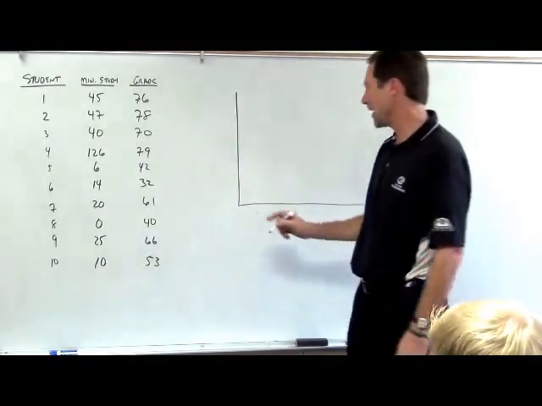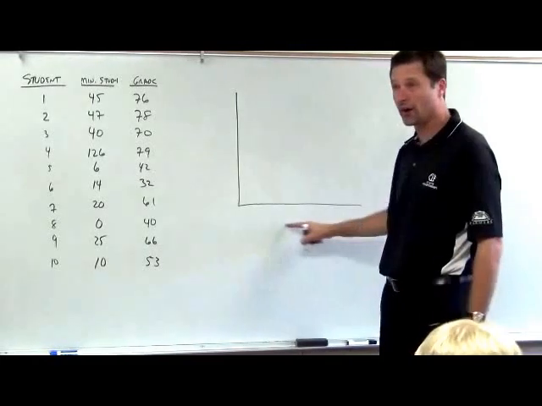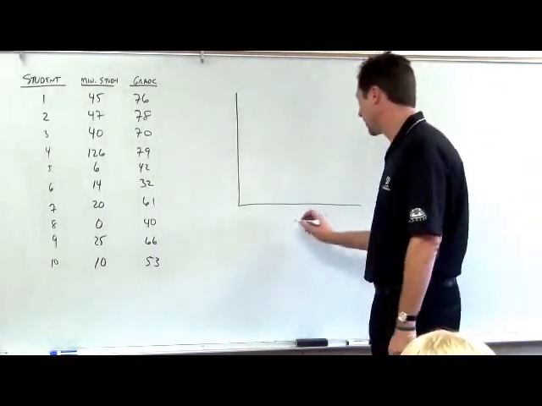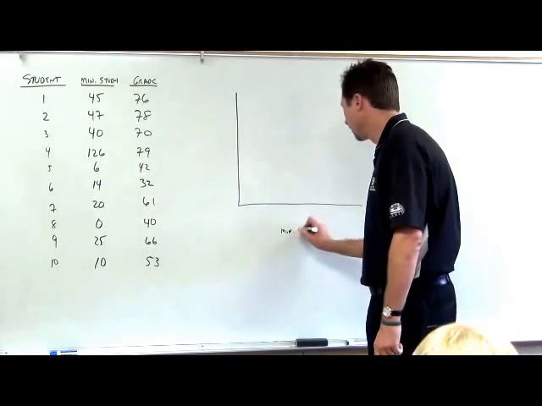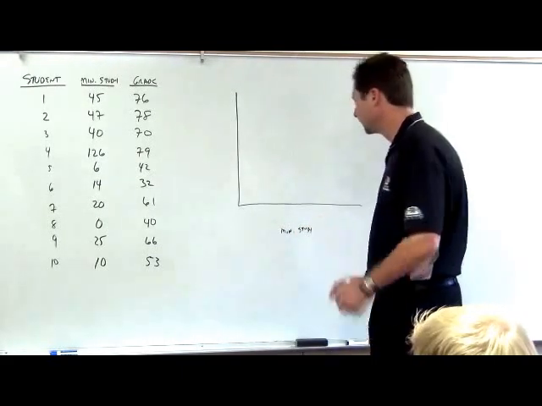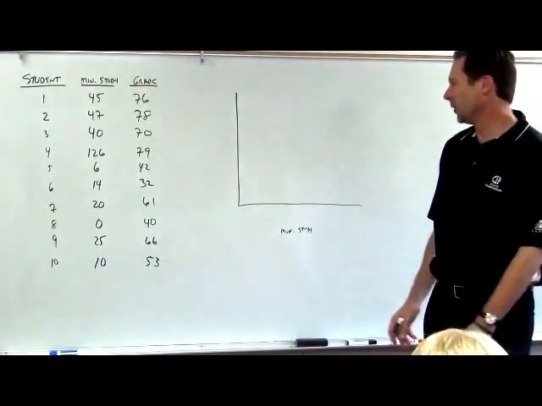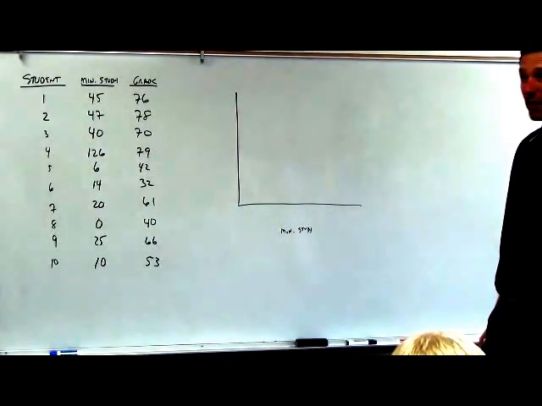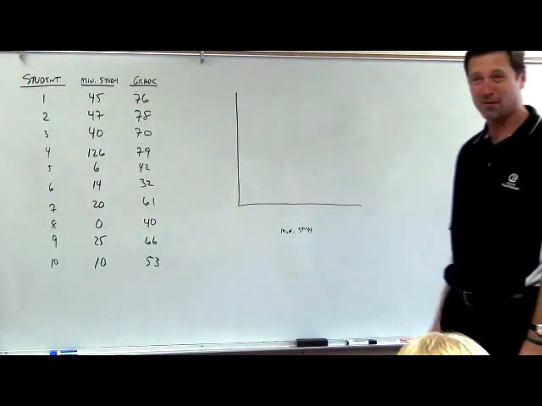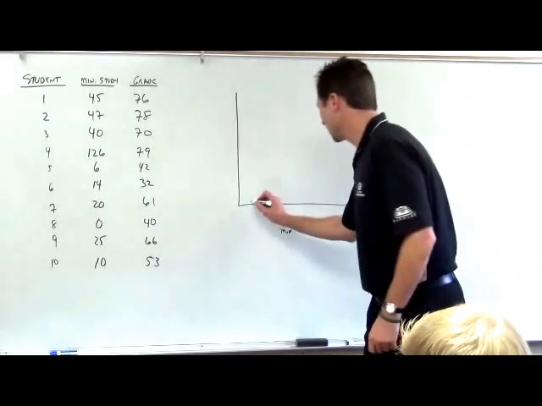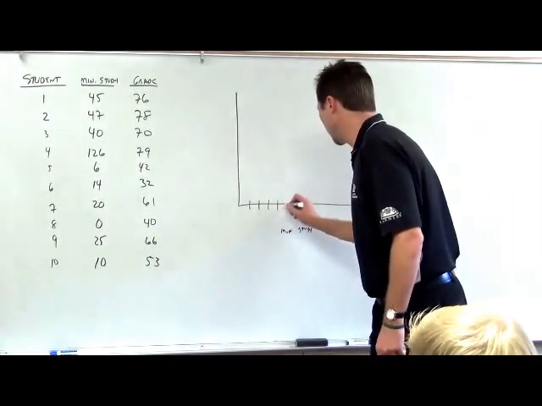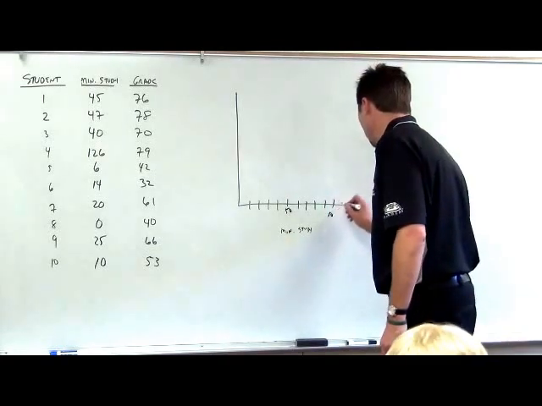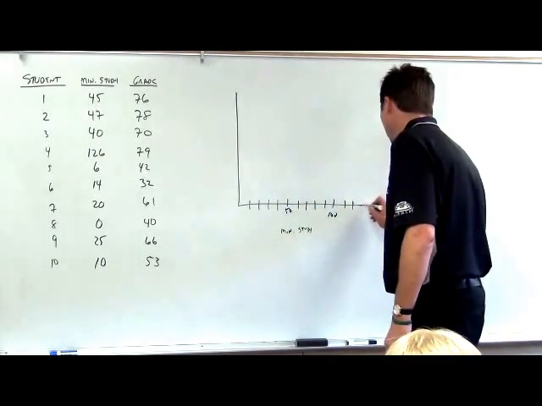All right, on your paper now, this is the explanatory variable. It goes down here, goes with the x's. This is actually, in this problem, minutes studied. What do we got? Kind of a wide range here, right? 0 to 126. I've got to fit them all in, which probably goes by tens: 10, 20, 30, 40, 50, 60, 70, 80, 90, 100, 110, 120, and 130.